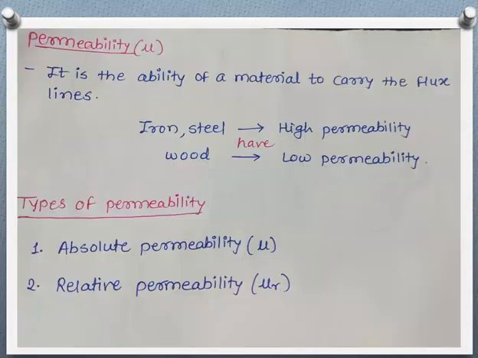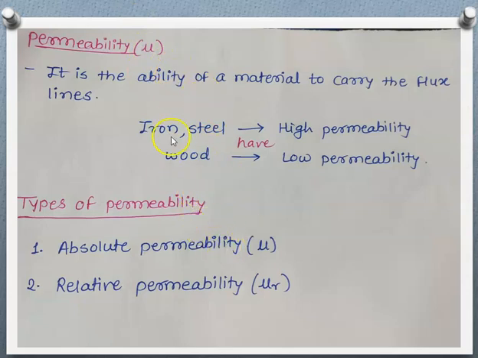Let's see what this permeability is. The permeability is the ability of a material to carry the flux lines. That means it depends upon the material which we are using to carry the flux lines. Suppose the materials are iron and steel, then they have high permeability. If the materials such as wood have low permeability, that means depending upon the material we are using, we have different permeability values, and it is denoted by this mu and measured in Henry per meter.